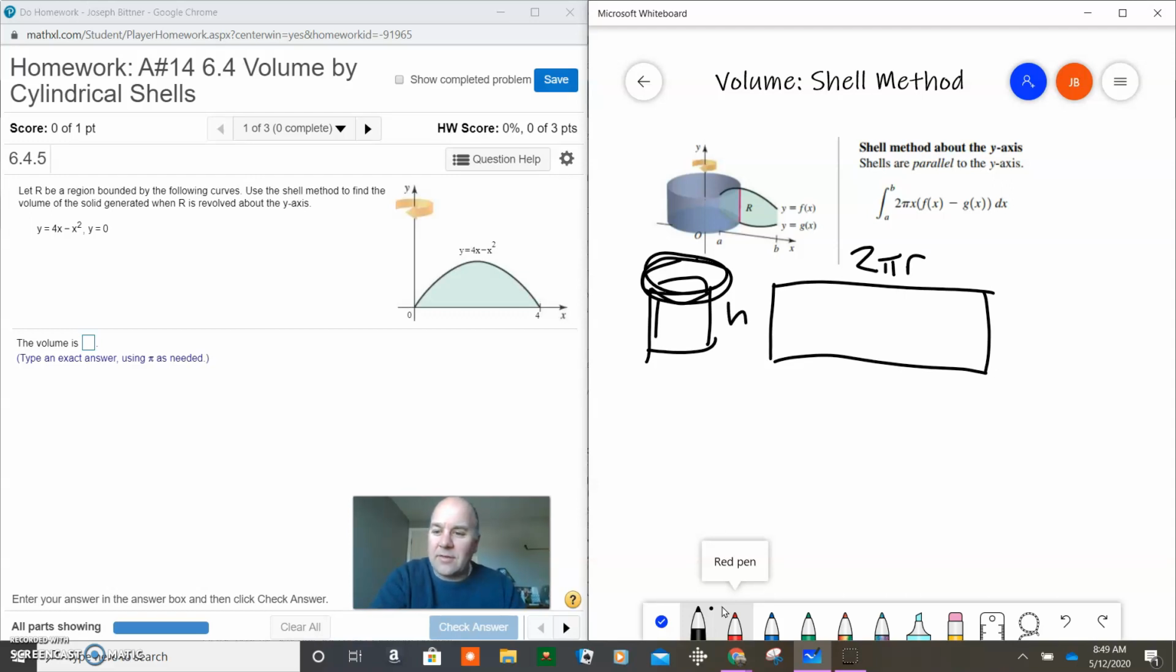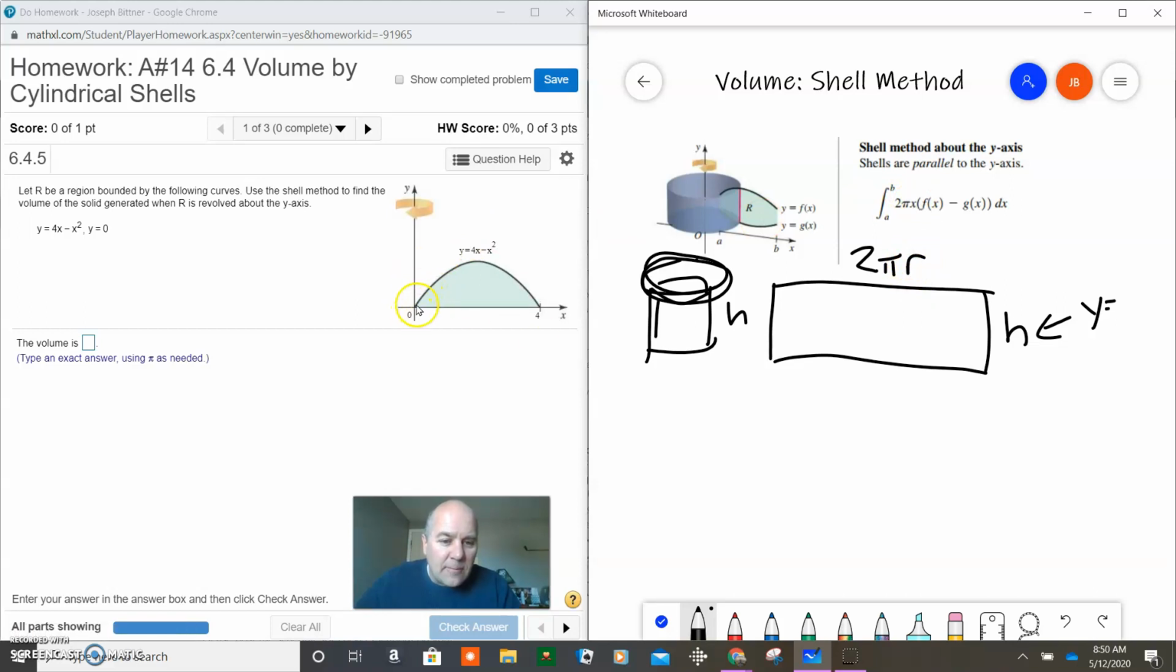How do I find this? This would be the height. The height is always indicated by the function, so it's usually the y equals or the x equals equation. And that's basically the equation right here, as you can see. So real quick, I want to explain the reason why we put 2 pi x. This is 2 pi r.